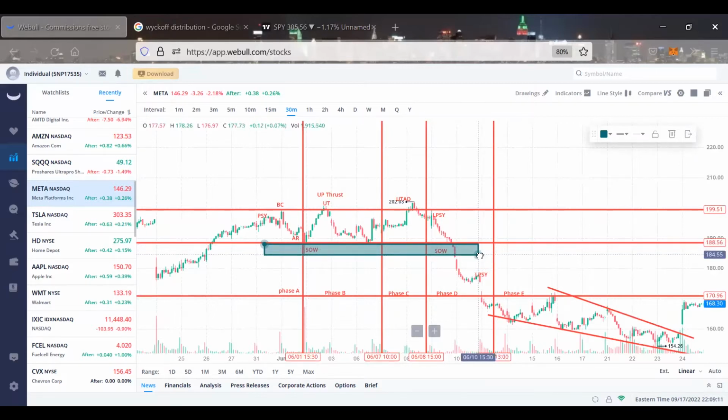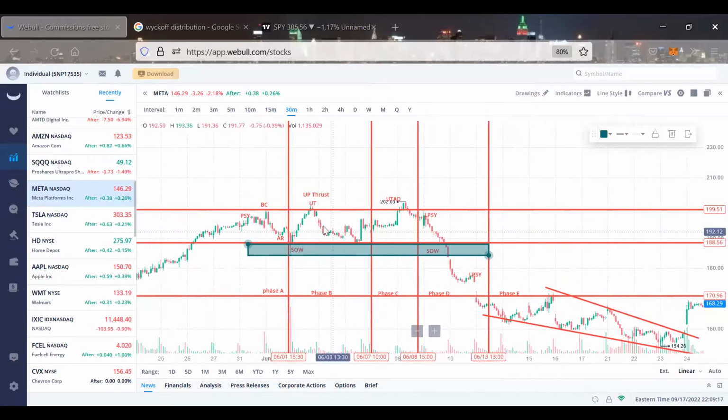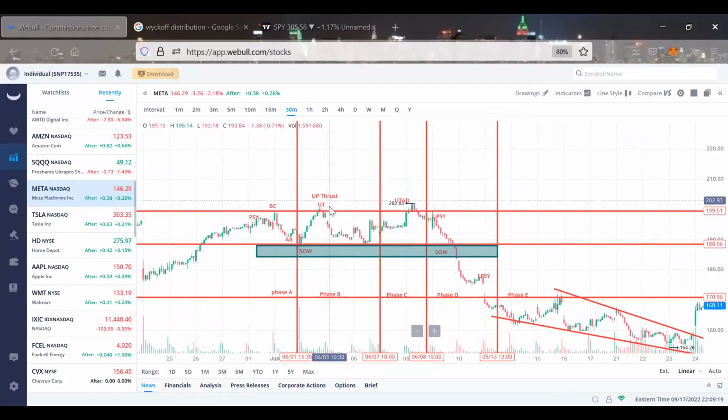The distribution phase. Right here is a little bit simple because we already know what's happening and everything is already labeled. So going back to what I was saying, we have the UT and we have the sign of weakness, which makes phase B.